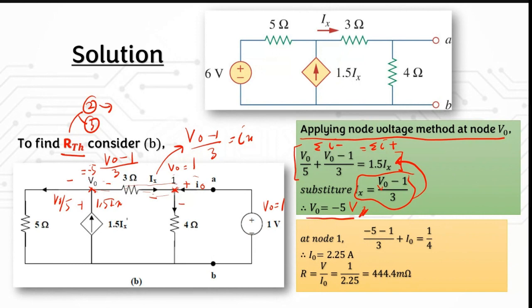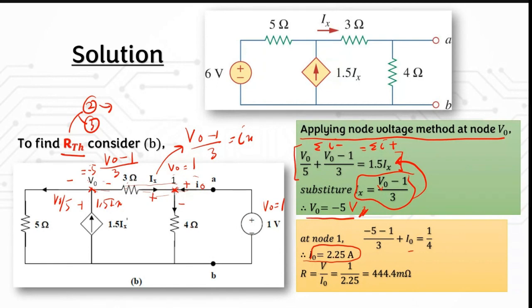So negative 5 minus 1 over 3 for these current directions, plus 1 over 4. So this is the positive current, right? We have 2 positive currents and 1 negative current. So negative 5 minus 1 over 3 plus 1 here, obviously, and then plus I naught here. This current direction here is I naught, plus I naught, which is equal to 1 over 4. So when you calculate, you can get your I naught is equal to 2.25.